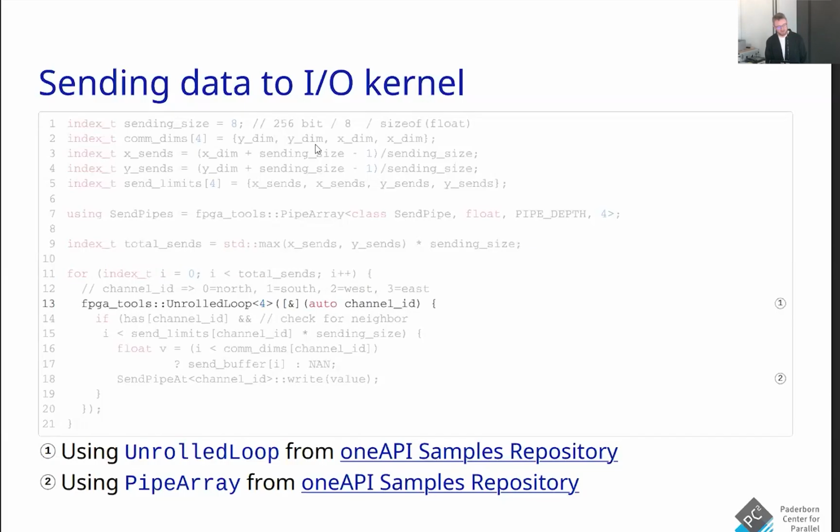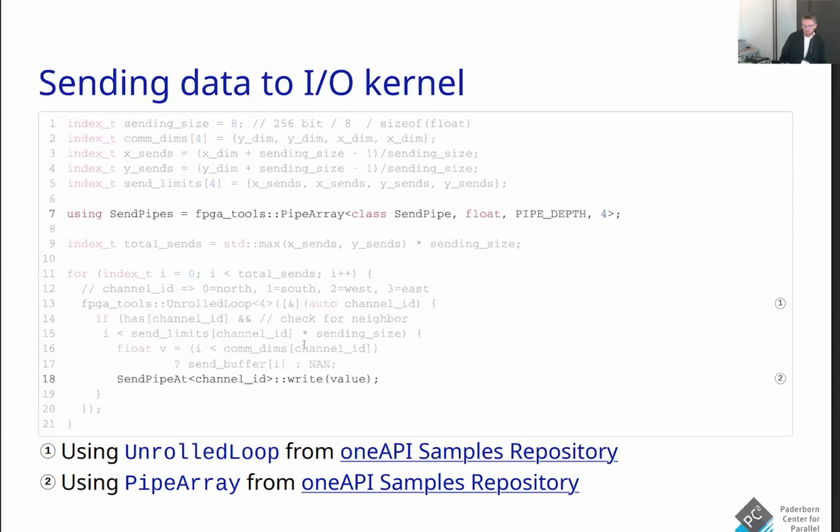Then I have here this nice abstraction from the oneAPI samples, this unrolled loop thing that just unrolls this loop. And if we have a neighbor in that direction and we still have to send some valid data, we either send a validator or need head it if we are in the last chunk of data that is rounded to the next multiple of 8. And then we write it to a local pipe.